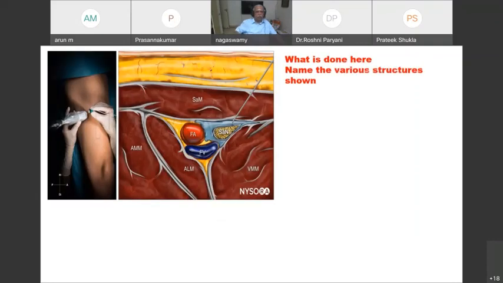What is done here, and name the various structures that are shown here. Adductor canal block. Very good. Any other name for that? Alternate names for that? Which nerve do you block in this adductor canal block?